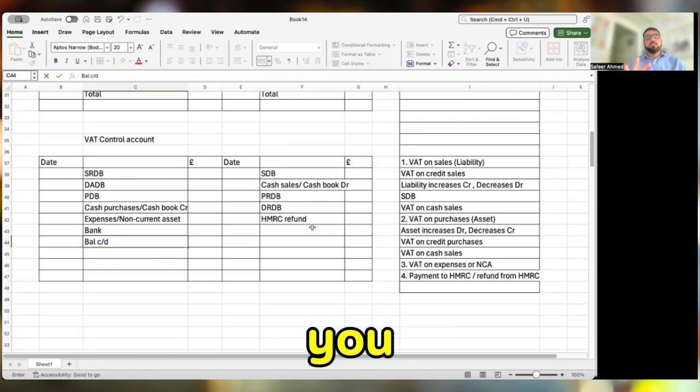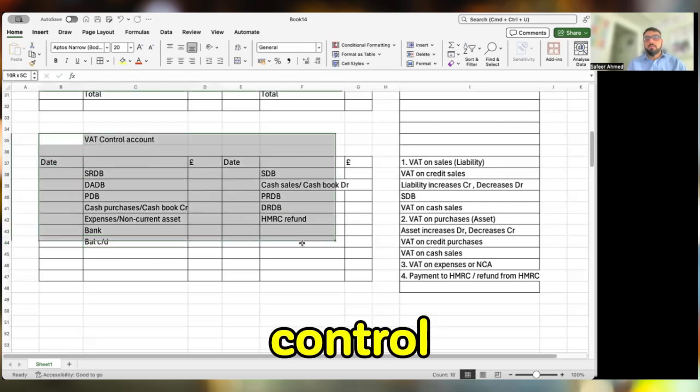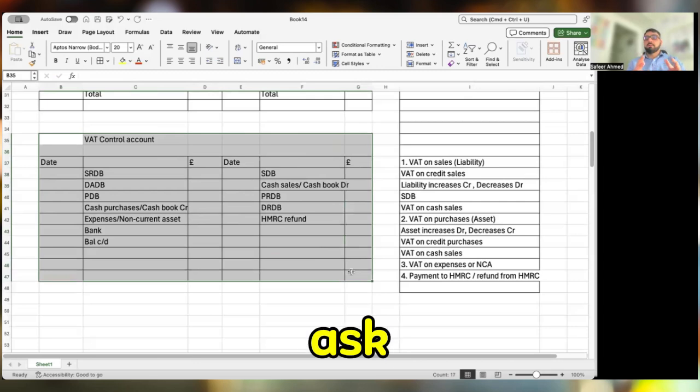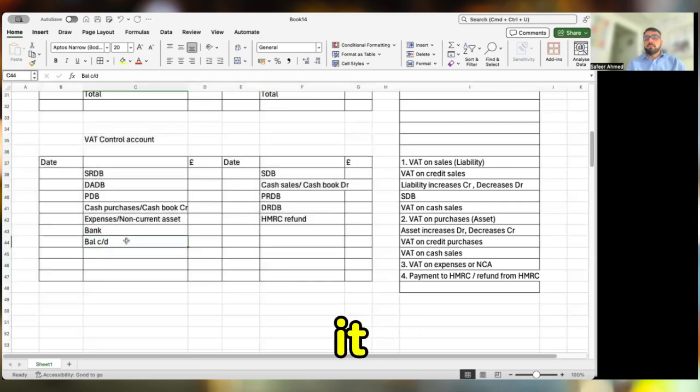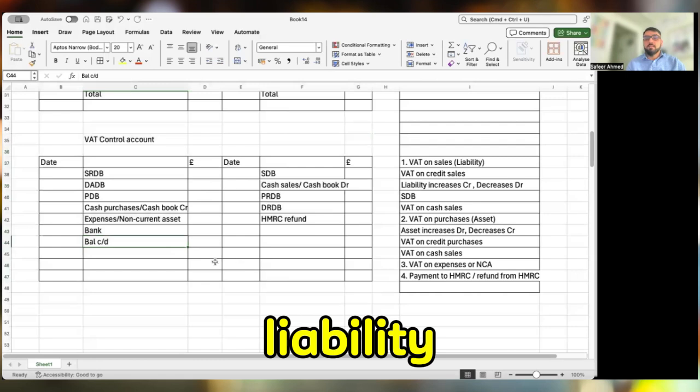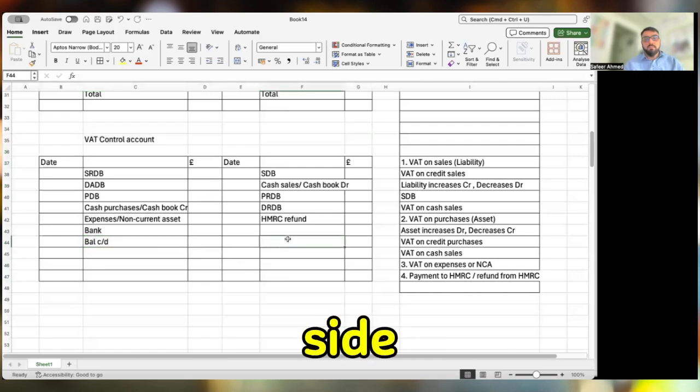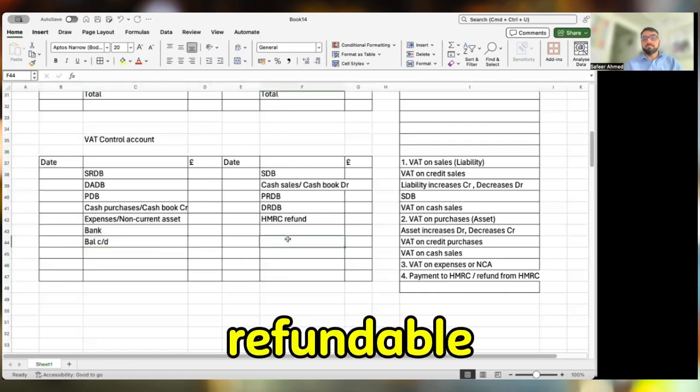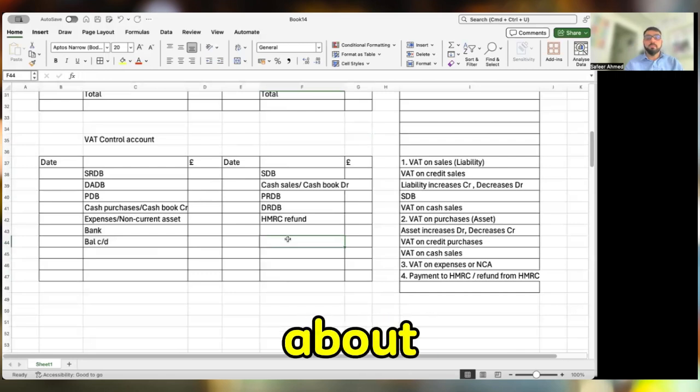They normally ask you what the VAT account balance is, whether it is a debit balance or a credit balance. They don't mean the debit or credit balance of the VAT control account. Generally, they ask you that. So if they don't specifically say VAT control account, do not think about what side it is. Because if you think about it, if it is on the debit side, it means that it's a VAT liability. If it is on the credit side, it means the VAT is refundable. So please be mindful about that.